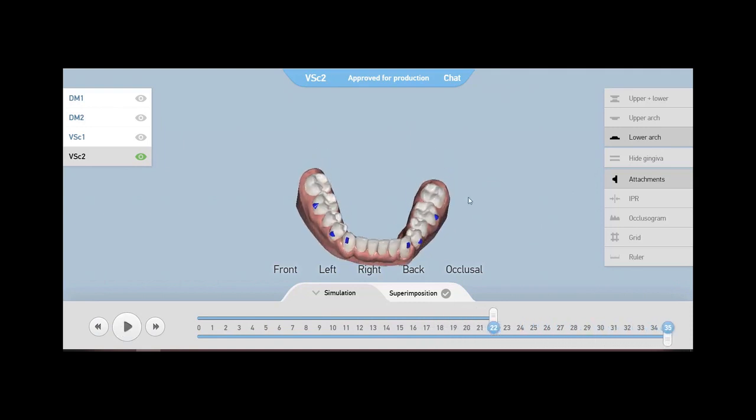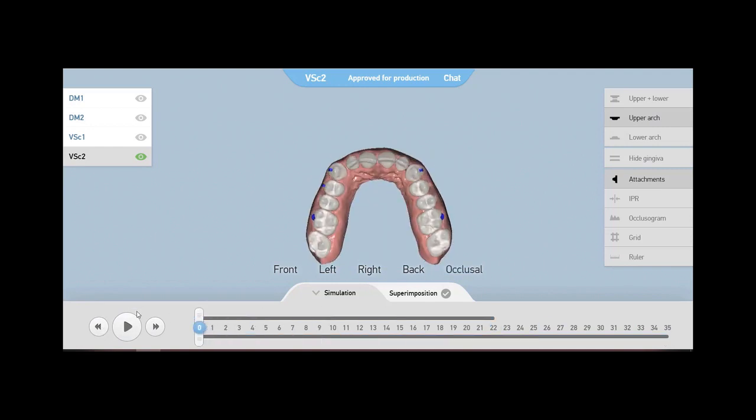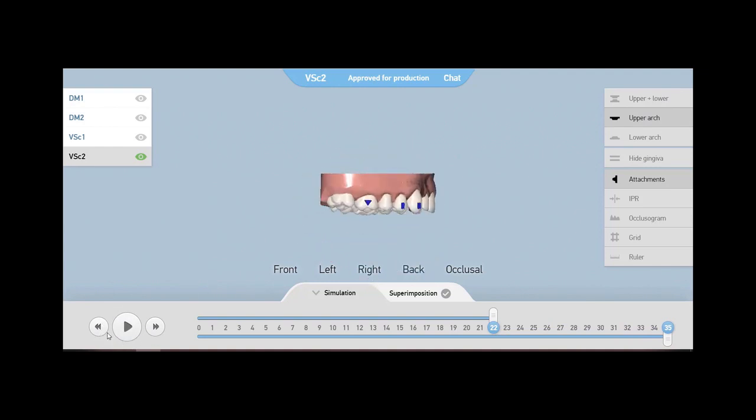If we look at the upper arch, the movements follow the same pattern, and so they follow our normal arch form. And if we look from the side, we can see the inclination change, which should also be analyzed and considered according to the patient's profile. We don't have a big proclination here according to the clinical situation.